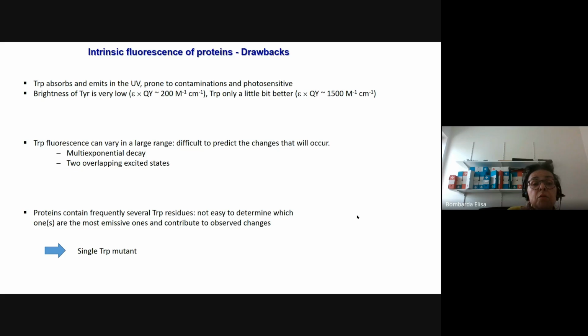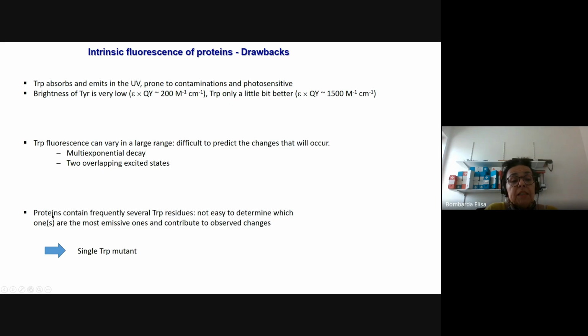Then the brightness of tyrosine is very low, as you see, 200. You saw we were talking about molecules that have several hundreds, thousands of brightness. So 200 is not so much. Tryptophan is only a little bit better. Then tryptophan has a multi-exponential decay, as we saw, which requires some effort in the interpretation. Moreover, it also has two overlapping excited states, so it has some complexity, let's say, in its own spectroscopy.